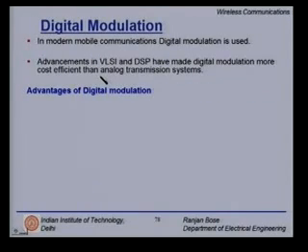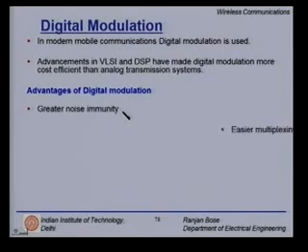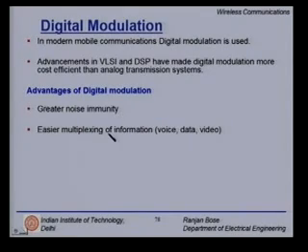What are the specific advantages of digital modulation? Greater noise immunity as compared to analog. If you go into the digital domain, you have much more flexibility in designing the noise margin. Easier multiplexing of information, voice, data and video. Today all of this is coming as digital data, be it voice, video, fax, or any other multimedia application. Everything is digital. So it is but natural to go in for digital modulation also.